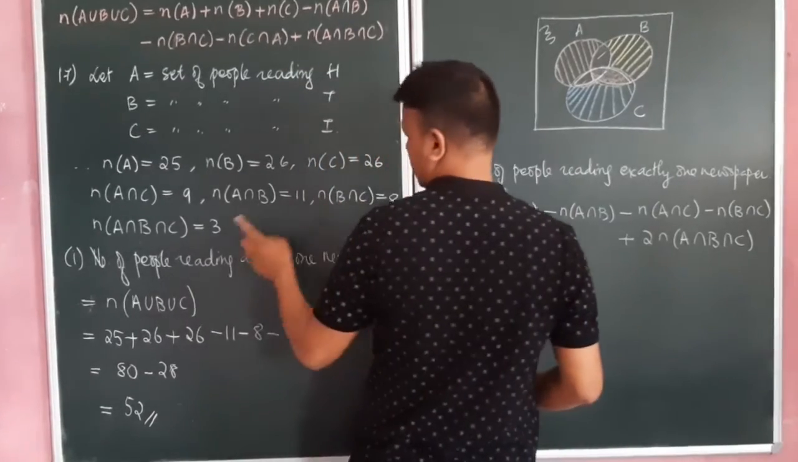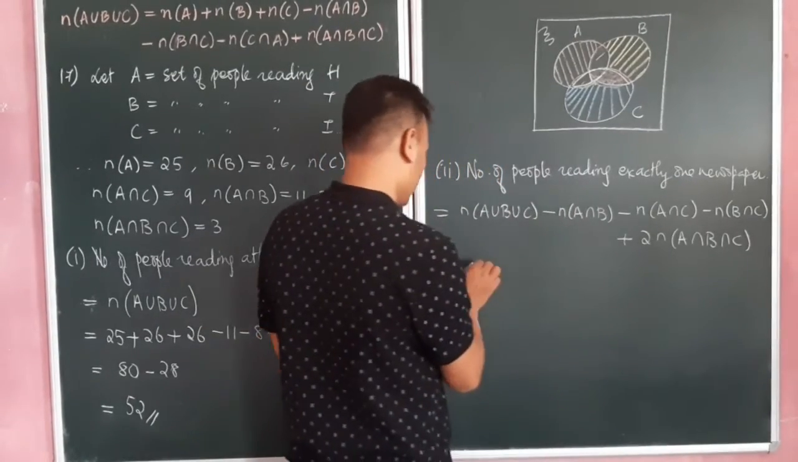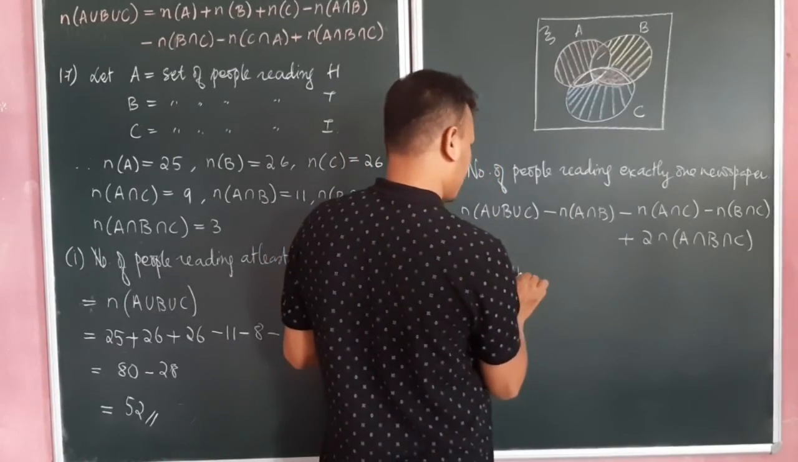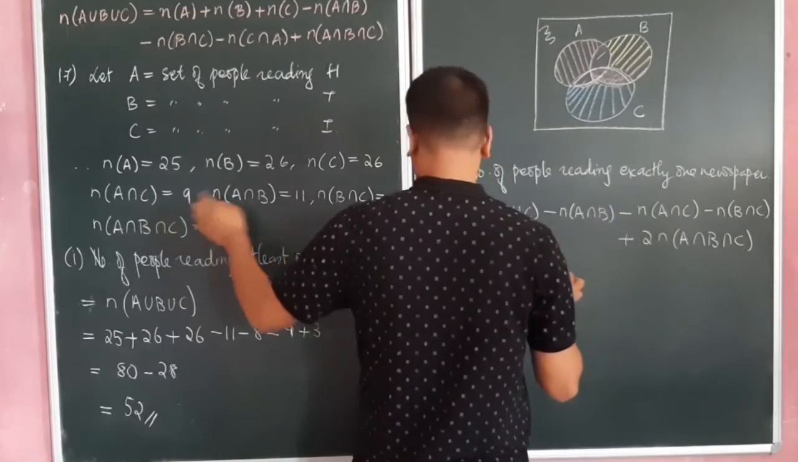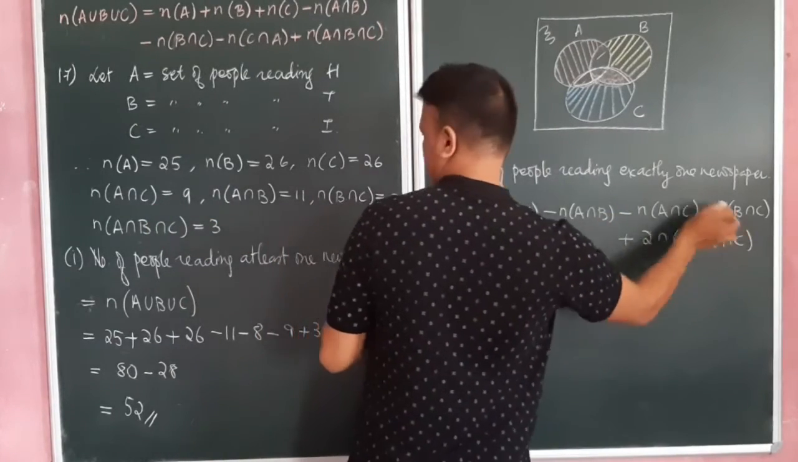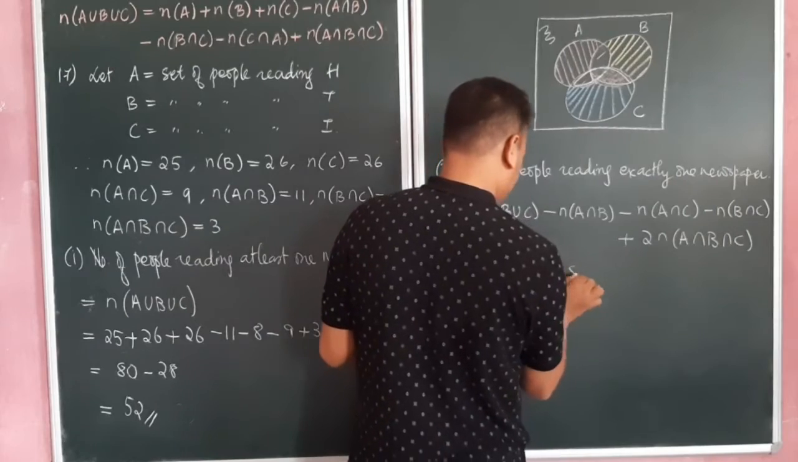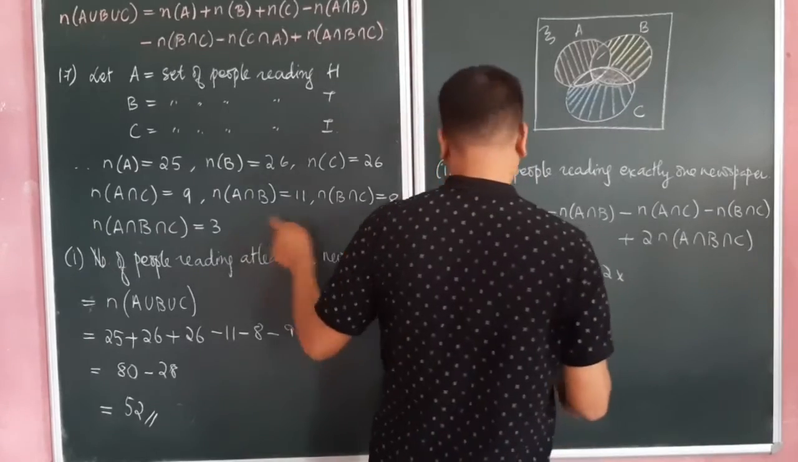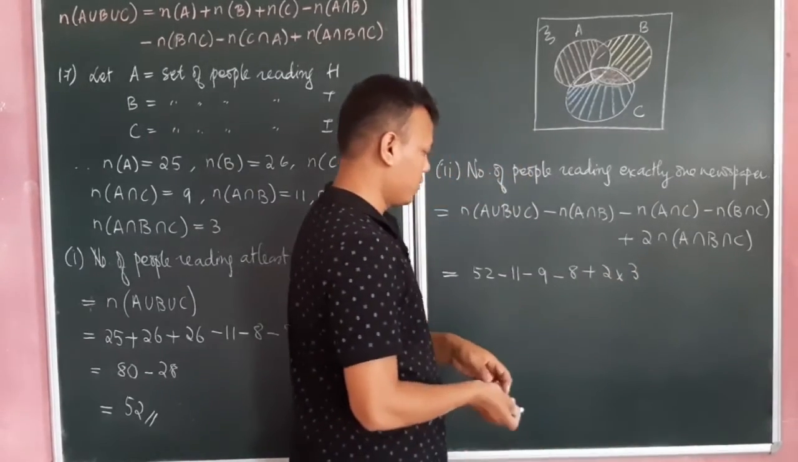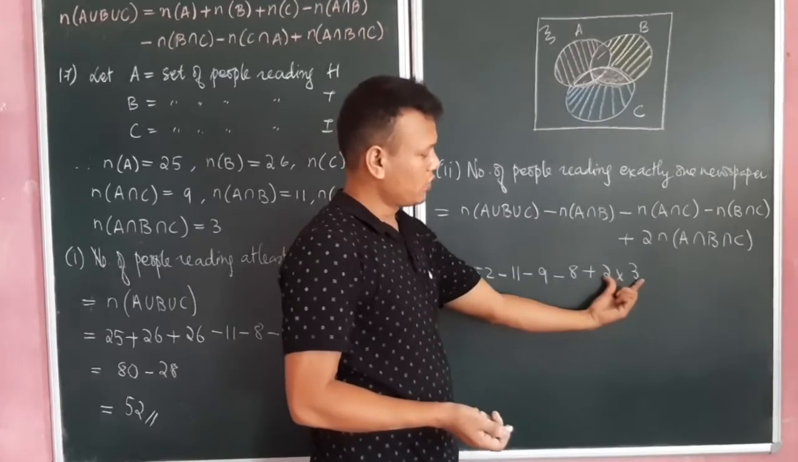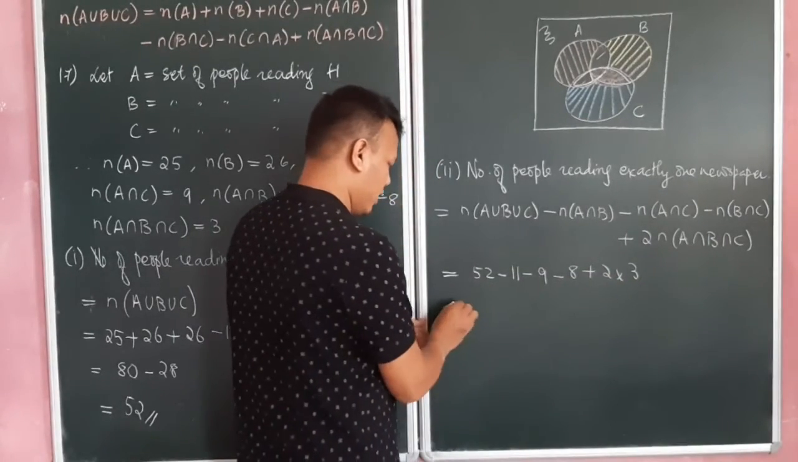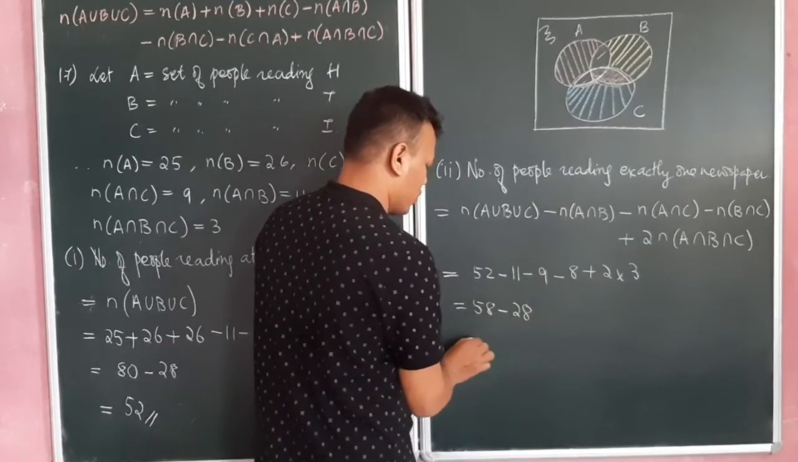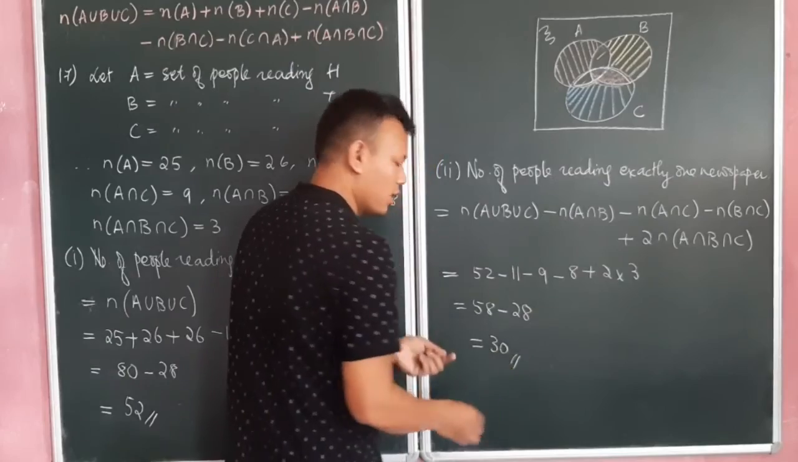So N of A union B union C is given to be how much? It is given to be 52 minus N of A intersection B, which is 11, minus A intersection C, which is 9, minus B intersection C, which is 8, plus 2 times this, right? So this is given to be how much? 3. So let's simplify this and see how much we get. 2 into 3 is 6. So 6 plus 52 is 58, minus this 28. So your answer for this particular question turns out to be 30.